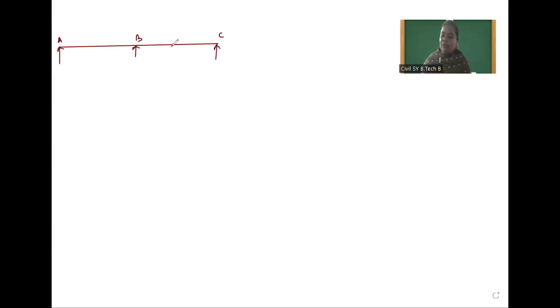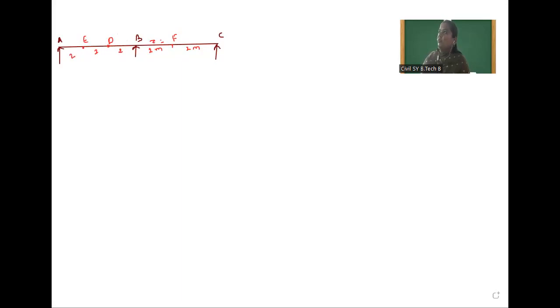So the span for B to C is 4 meter. We will provide Z. Suppose this is called F, at 2 meter, and this is also 2. So this is Z, which is equal to 2 meter. Here one hinge support is provided, D, at 2 meter, and one hinge support is provided, E, at 2 meter. So this is the original span.